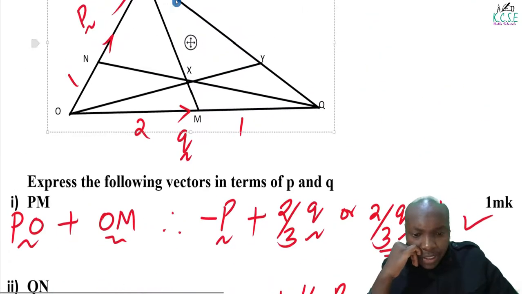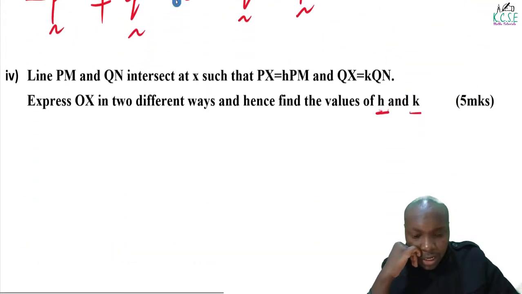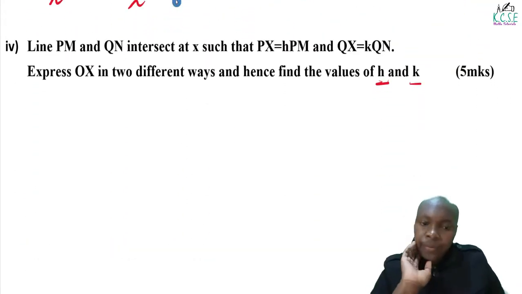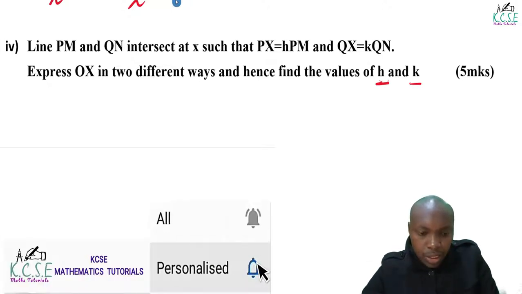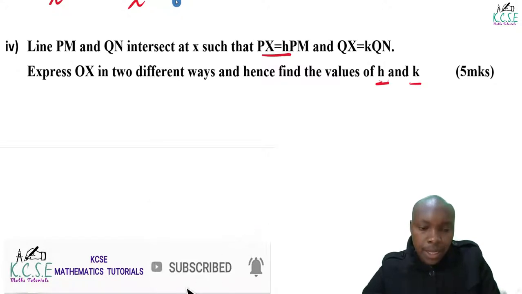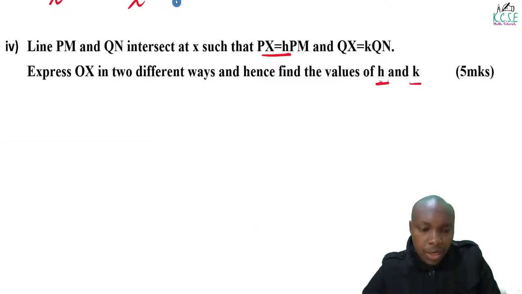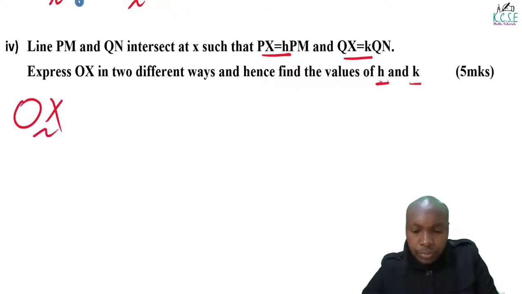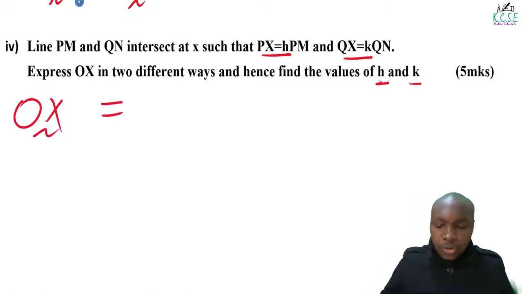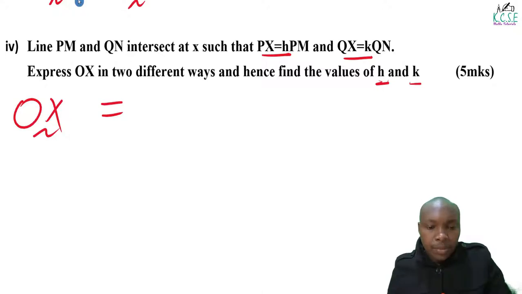So to express OX in two ways and find the values of H and K, in each of those ways we must use PX, where we have this scalar H, and the other way we should have QX. So the first way we can express vector OX is by using either PX or QX. I'll start by expressing OX using PX.